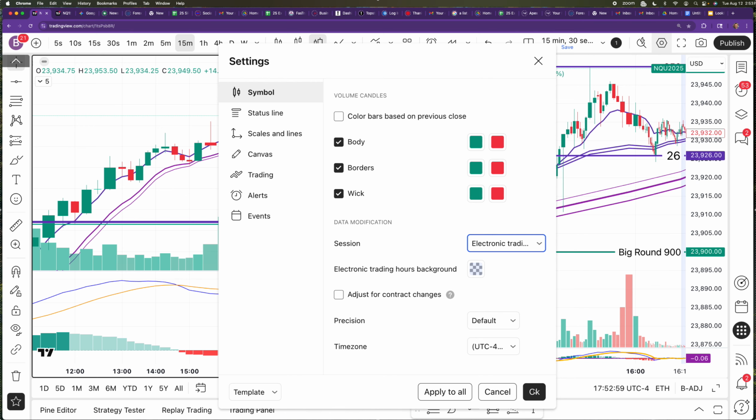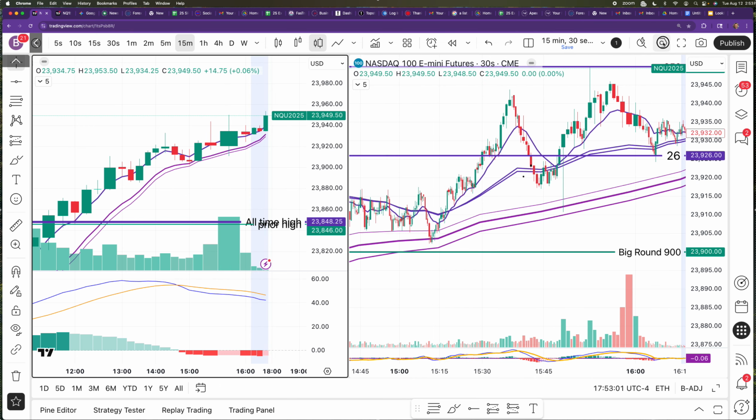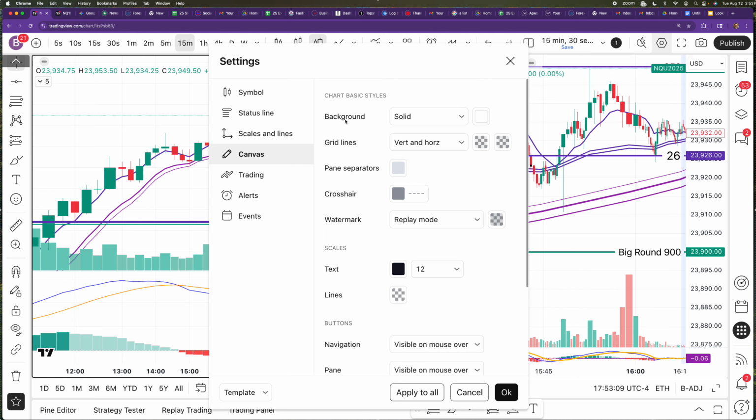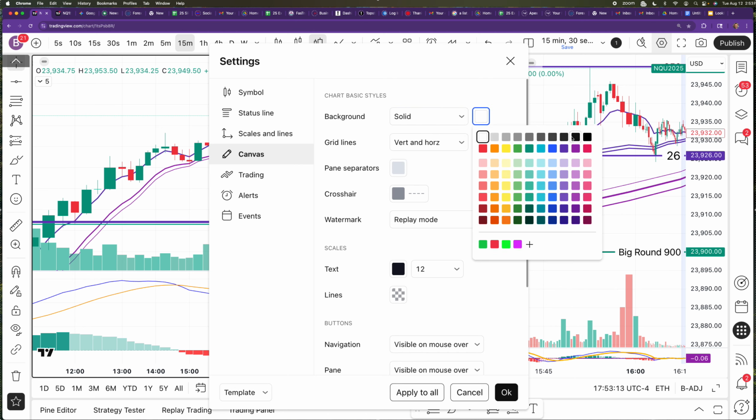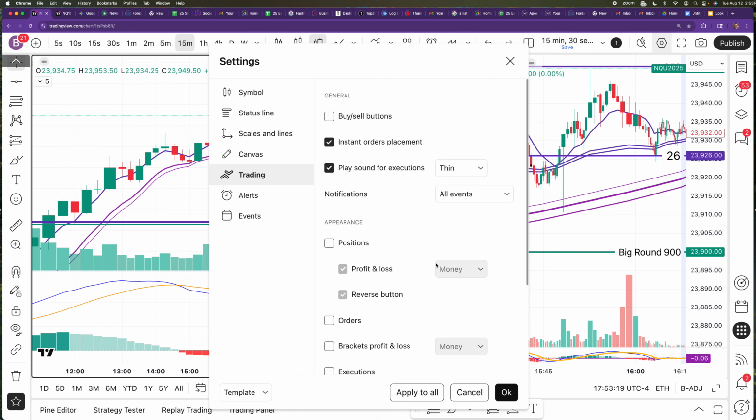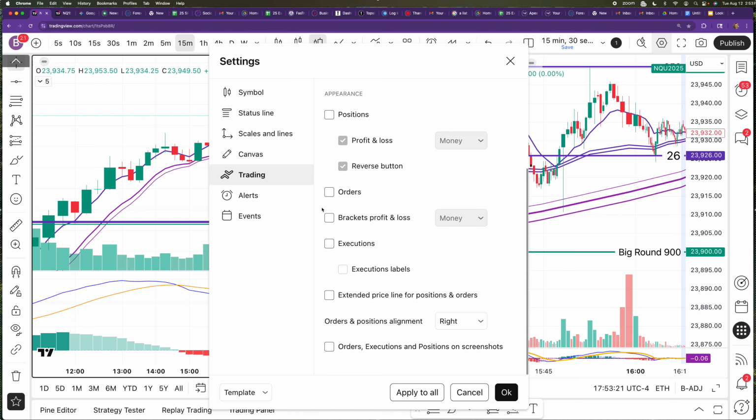So that's what I do with, again, you can find all this under this little gear icon, settings. Again, I go for the symbol. It gives me the canvas. Excuse me, canvas gives me my background, which I can set up either black or white or any color really. I like white. And as far as the trading itself, I like to go for the electronic session.